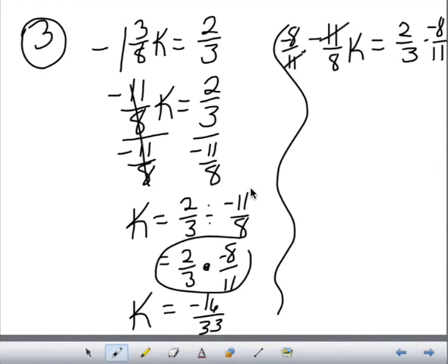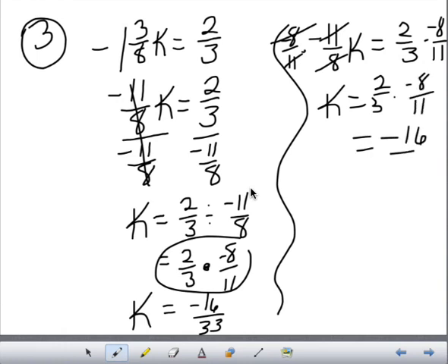Then these cancel out, leaving me with k. And I have 2/3 times negative 8/11, which is going to give me negative 16 over 33. It's really the same thing. If you just, instead of dividing by that, multiply by the reciprocal so that they cancel out. But whichever way makes sense to you, that's the way I want you to do it.